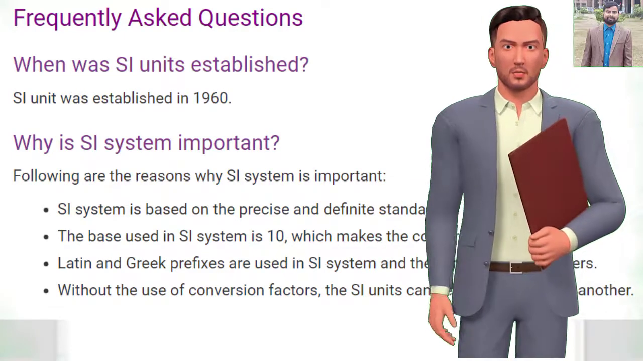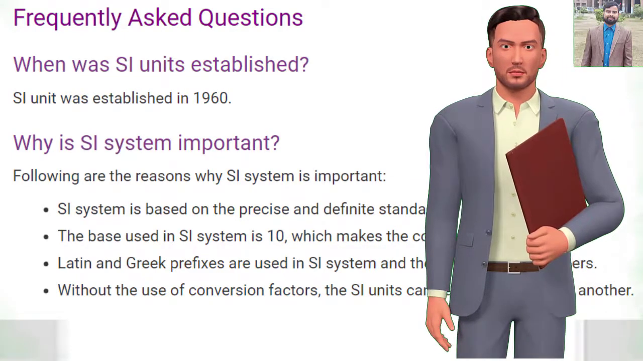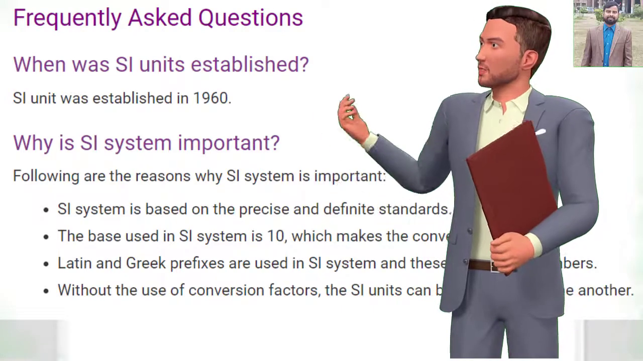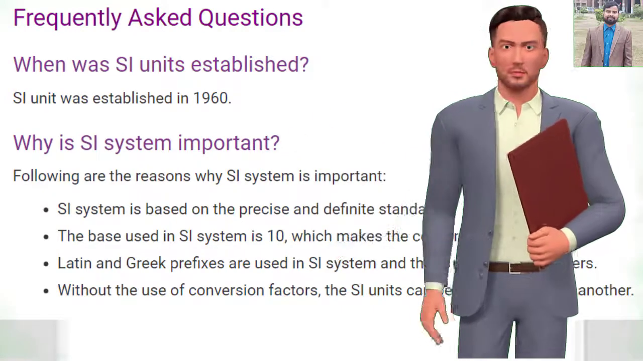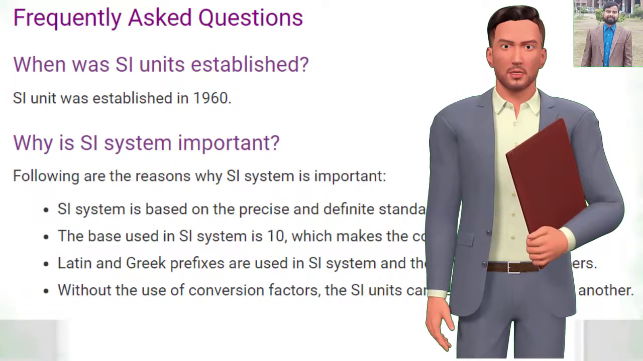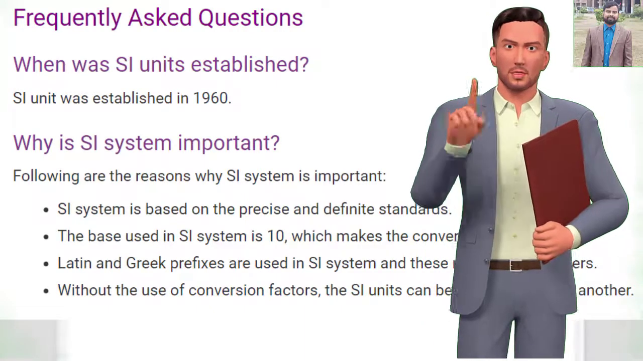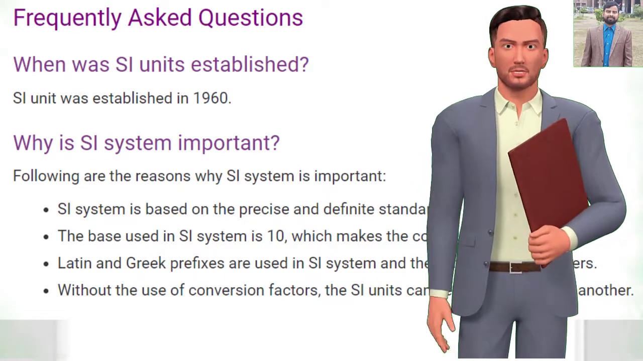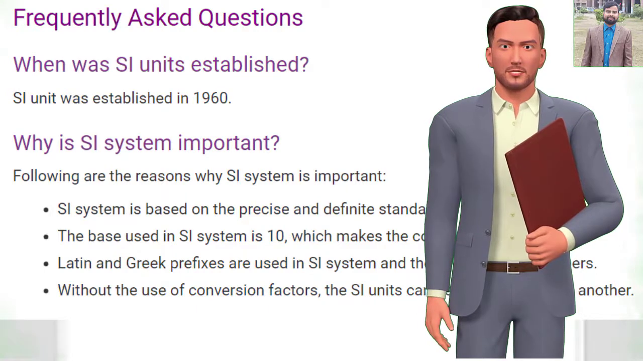SI system is based on the precise and definite standards. The base used in SI system is 10, which makes the conversion easier. Latin and Greek prefixes are used in SI system, and these refer to the numbers, without the use of conversion factors. The SI units can be derived from one another.